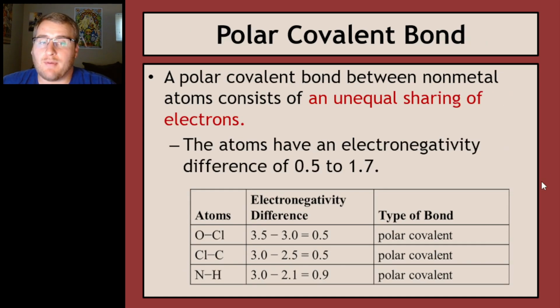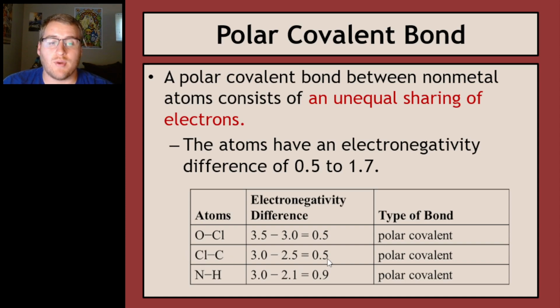The opposite is a polar covalent bond. This is between nonmetal atoms consisting of an unequal sharing of electrons. The atoms have an electronegativity difference between the 0.5 and 1.7 range. So our three examples here, we have oxygen, 3.5 electronegativity, and chlorine, which is 3. That's a 0.5 difference, which is just at the bottom side of this range, but that's okay. We're still going to consider it polar covalent. So this is polar, meaning this bond would attract things with a charge.